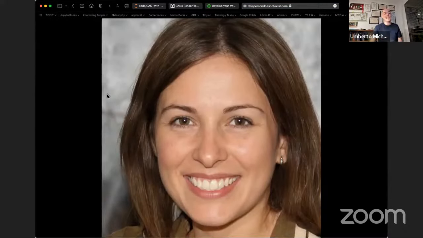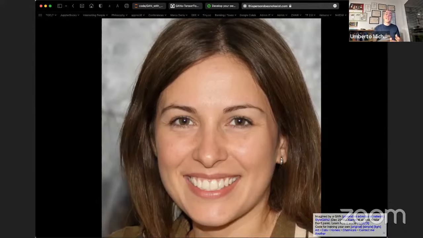But to train this kind of thing, if you go here, you find the original papers and there are quite some tricks that they use to get to this point. You may think it's not very useful to generate faces, but from a purely engineering point of view, it's quite an interesting result.